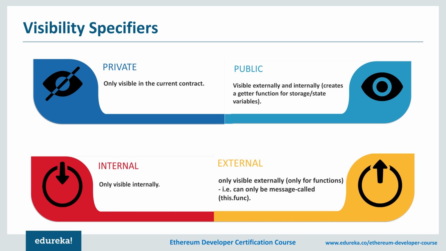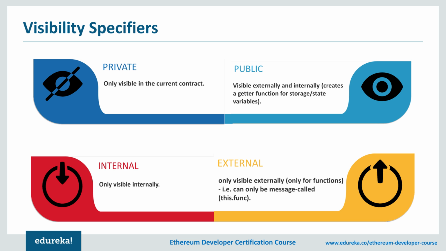So there are 4 types of visibility specifier: private, public, internal, and external. So when something is private, it is only visible inside the current contract. If it is public, it's visible externally and internally both. While internal things are visible only internally and external things are only visible externally.